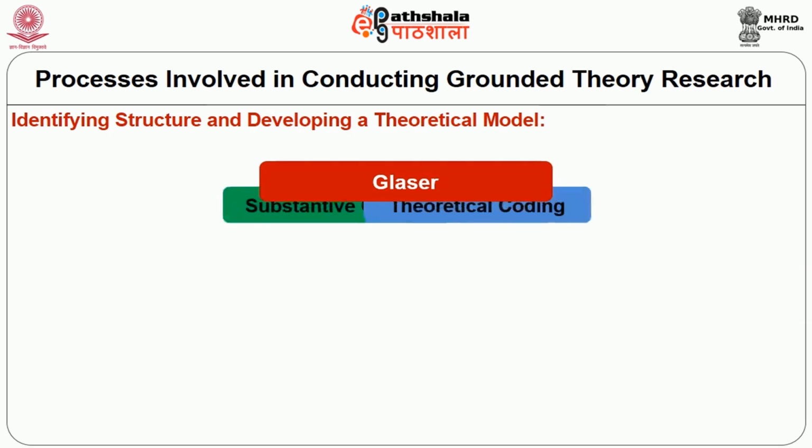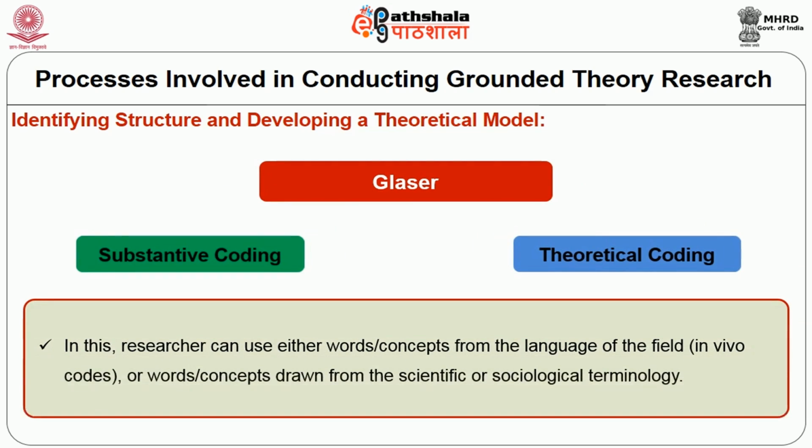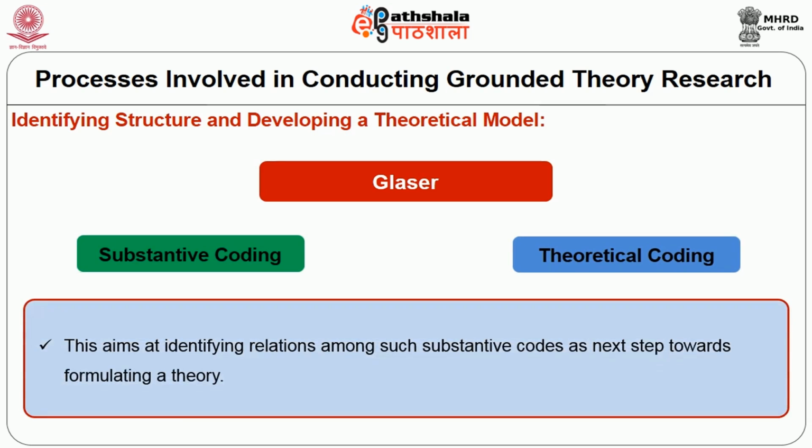Similarly, Glaser distinguishes between substantive and theoretical coding. In case of substantive coding, the researcher can use either words and concepts from the language of the field, or words and concepts drawn from the scientific or sociological terminology. Theoretical coding then aims at identifying relations among such substantive codes as the next step towards formulating a theory.